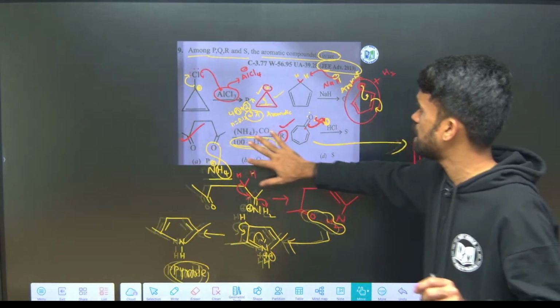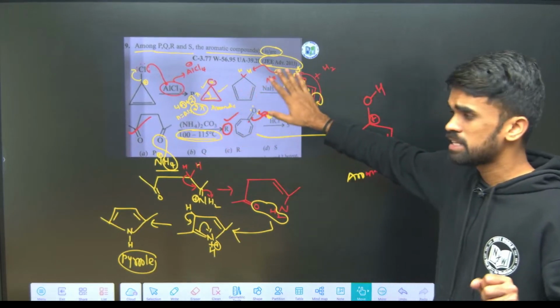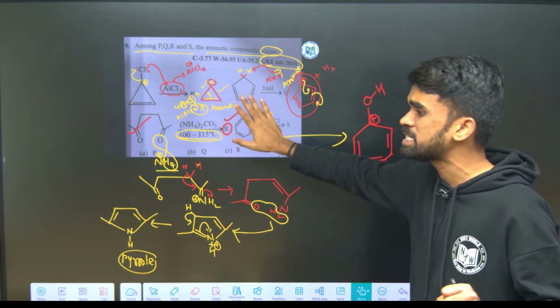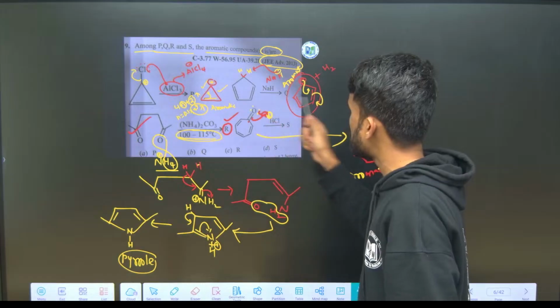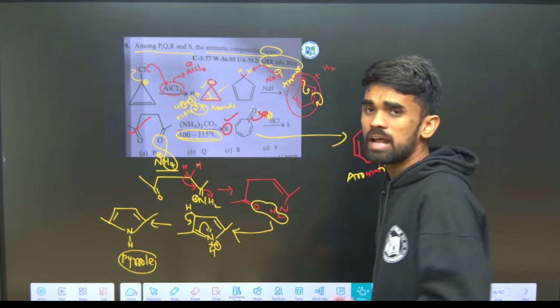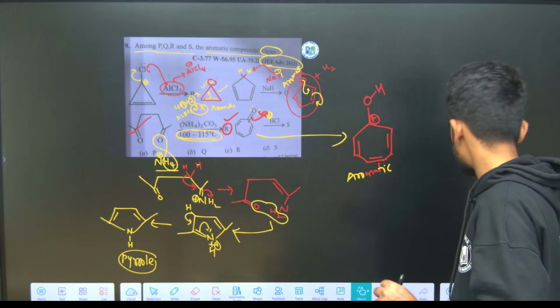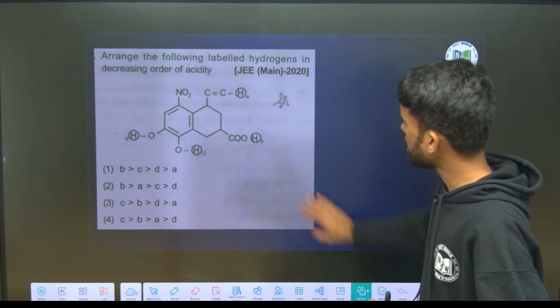If it is clear, just tell me, sir, it is clear. This is a JEE Advanced question, a multi-select type, where your answer can be more than one option. So all of P, Q, R, S are aromatic only. Okay, next, arrange this one also.